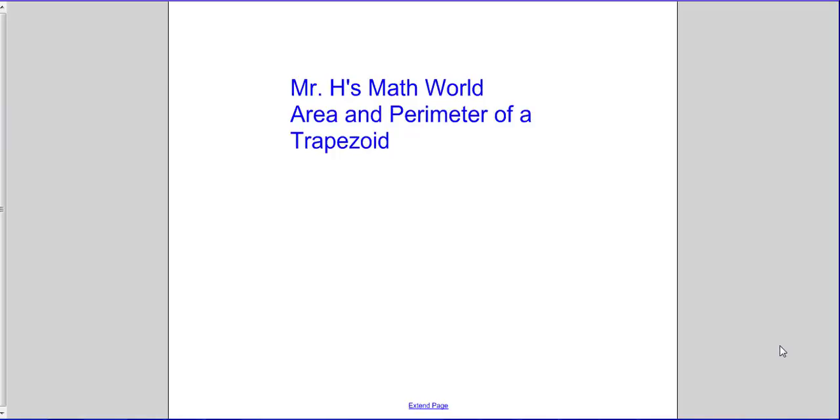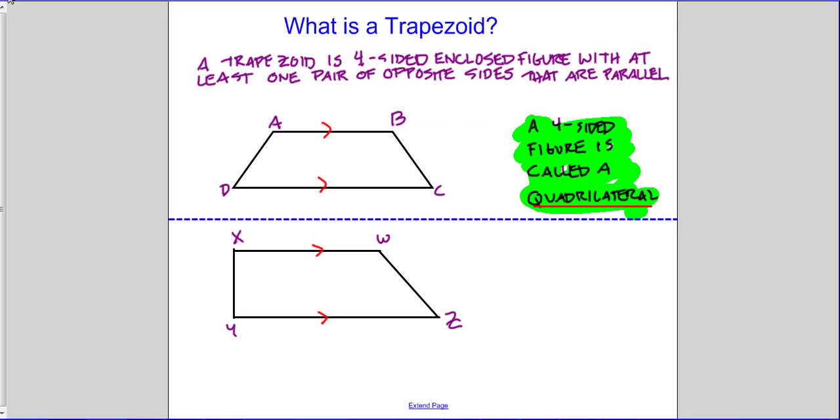This video looks at the area and perimeter of a trapezoid. So what is a trapezoid? A trapezoid is a four-sided enclosed figure with at least one pair of opposite sides that are parallel.